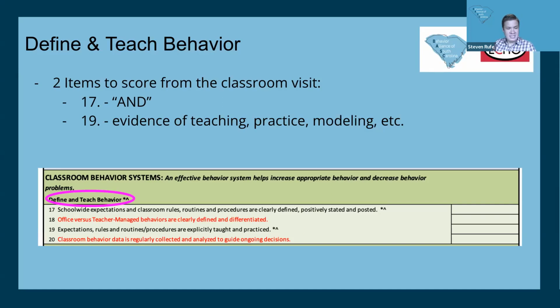If we dive deeper into number 17, expectations, rules, and routines and procedures are explicitly taught and practiced. This is where we should see evidence of explicit teaching, i.e. hearing the language. We should see evidence of students practicing those expectations. We should see good instruction or modeling from an educator about maybe how to be safe and push in your chair. So we should see and hear and feel those things being taught, modeled, and practiced throughout the course of our visit. That will allow you to decide how you're going to score number 19.